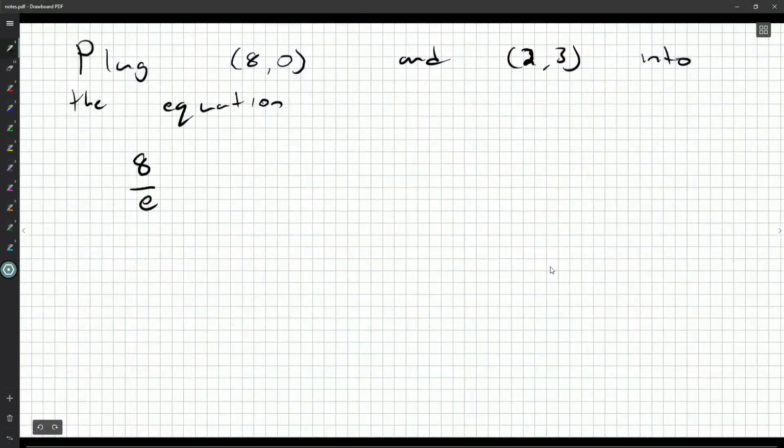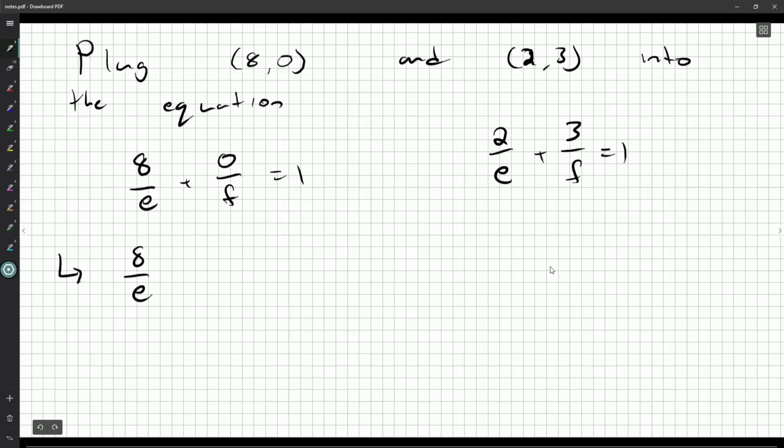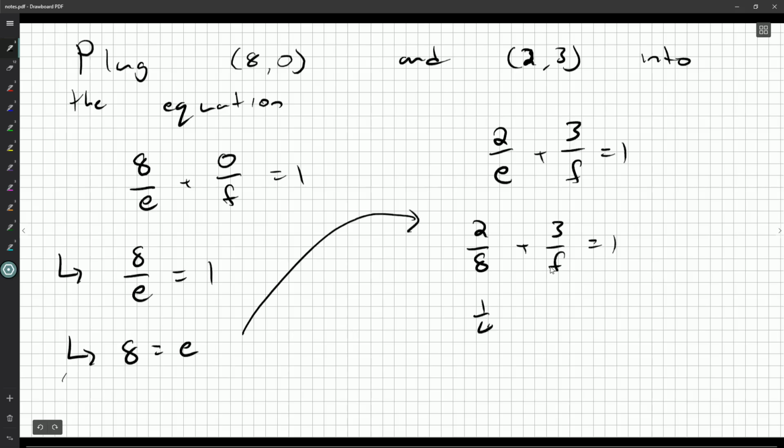So we'll get 8 over e plus 0 over f is equal to 1. And 2 over e plus 3 over f is equal to 1. Now this one right away turns into 8 over e is equal to 1. So 8 is equal to e. Now I can take that and plug that in here. 2 over 8 plus 3 over f is equal to 1. That's 1/4 plus 3 over f is equal to 1. So 3 over f is 1 minus 1/4, and that's 3/4.